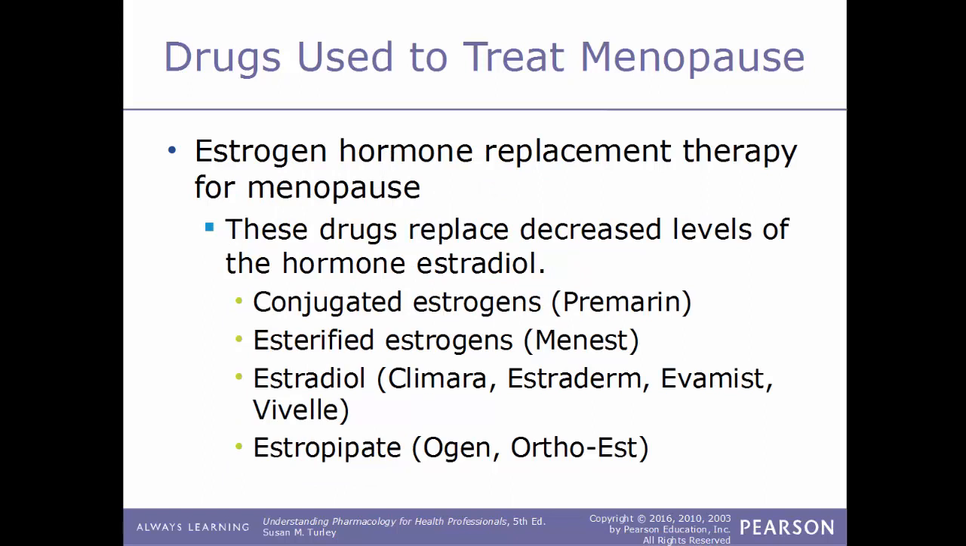We'll now talk a little more in detail about estrogen hormone replacement therapy. These drugs will replace the decreased levels of the hormone estradiol. These could include conjugated estrogens, like Premarin. It could be an esterified estrogen, like Menest, estradiol, known by the trade names Climara, Estraderm, Evamist, and Vivelle, and estropipate, known by its trade names Ogen and Ortho-Est.